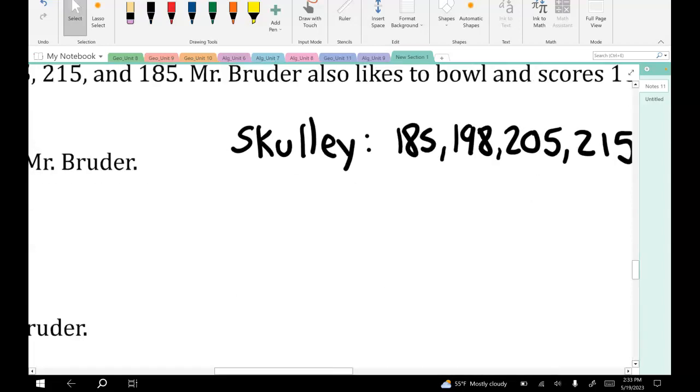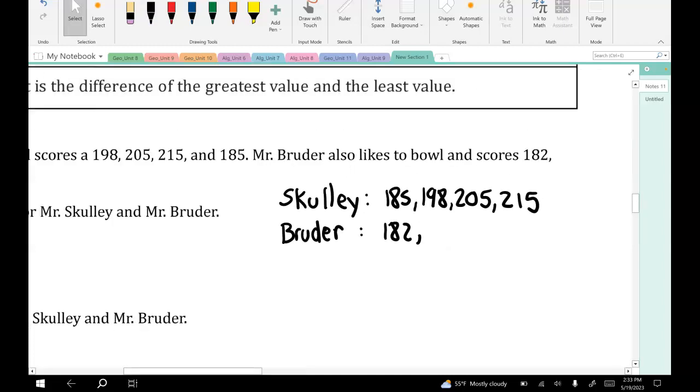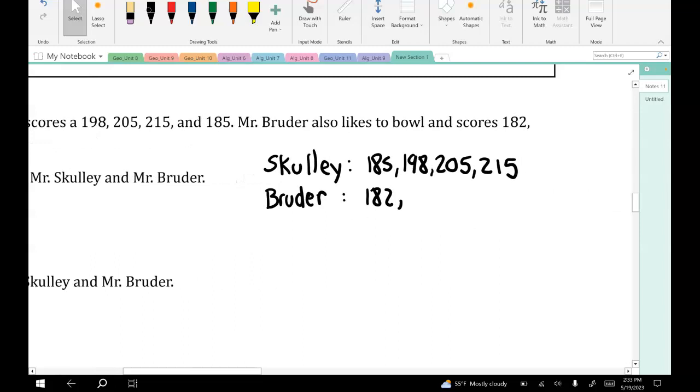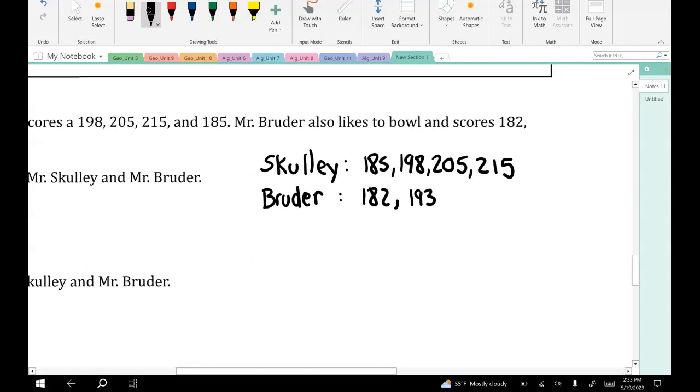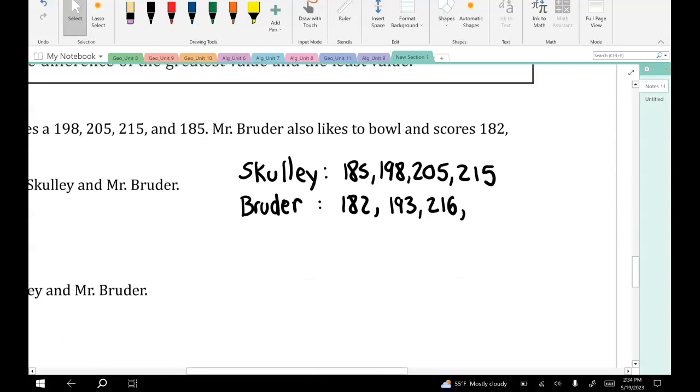And Mr. Bruder's scores: his lowest was 182. Then we would get 193 and 216. And then the last one, 235, was Mr. Bruder's highest.